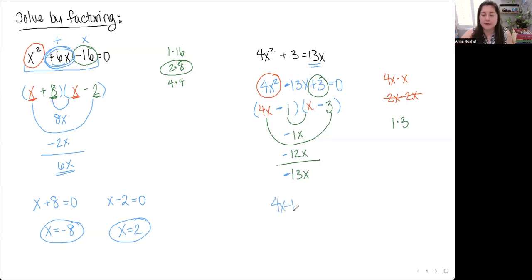So now I have 4x minus 1 equals 0 and x minus 3 equals 0. I go ahead and add 1 to both sides. So 4x equals 1. Divide by 4 on both sides. So x equals 1/4. This is totally an acceptable answer.